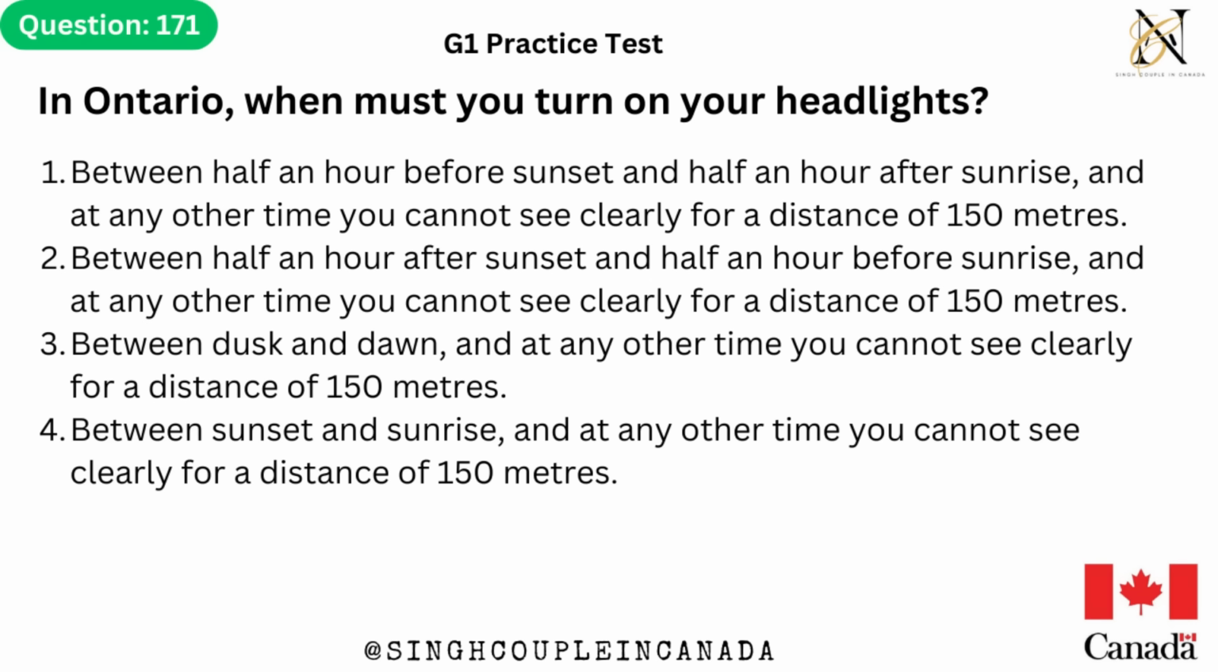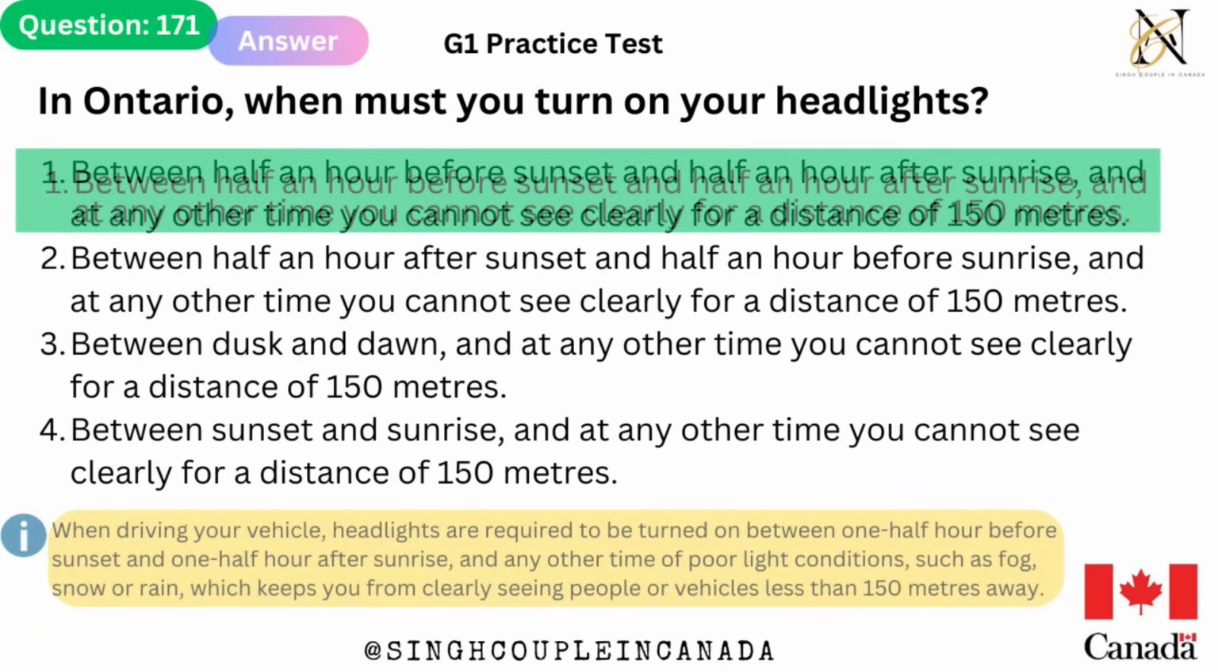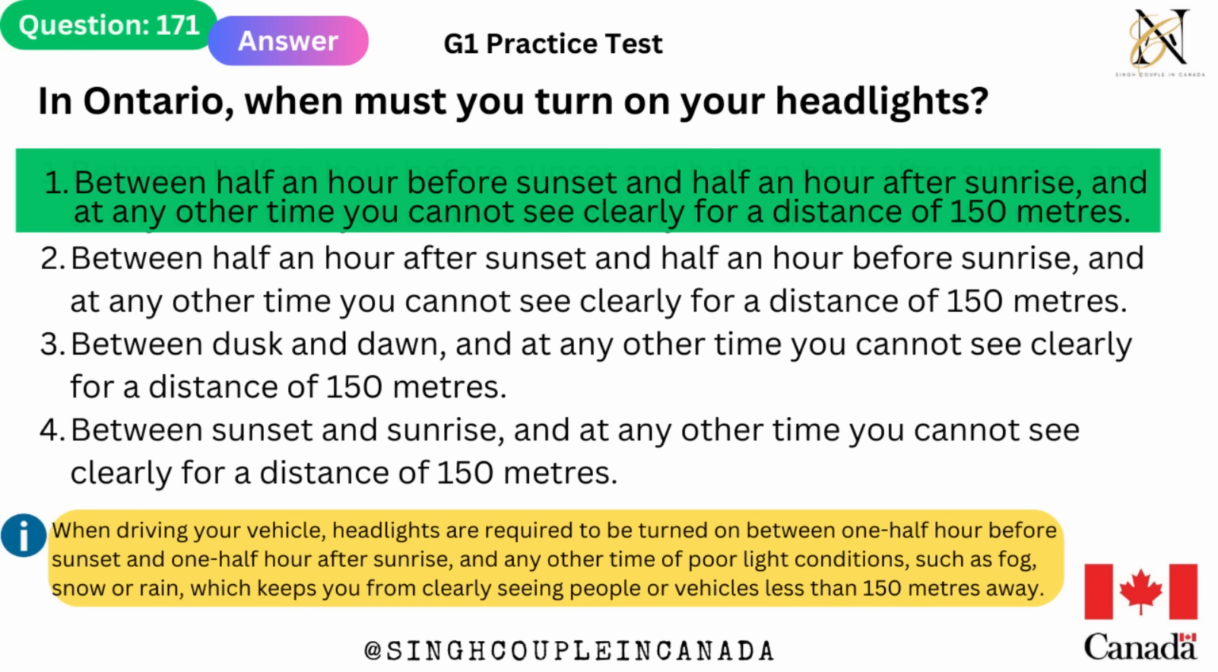1. Between half an hour after sunset and half an hour before sunrise, and at any other time you cannot see clearly for a distance of 150 meters. 3. Between dusk and dawn, and at any other time you cannot see clearly for a distance of 150 meters. 4. Between sunset and sunrise, and at any other time you cannot see clearly for a distance of 150 meters. The answer is 1. Between half an hour before sunset and half an hour after sunrise, and at any other time you cannot see clearly for a distance of 150 meters.